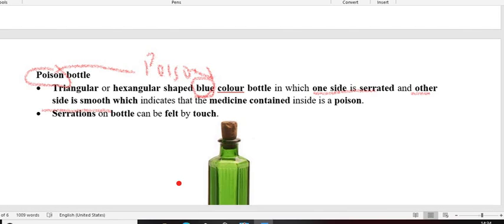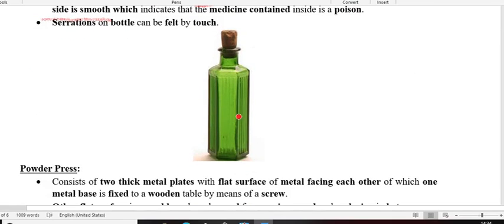That means if you touch the different sides of the bottle, you will find one side is plain, another side is serrated. So this is clearly indicated by touching it, that it contains poisonous things, so be careful. So serration on the bottle can be felt by touch. Here is the serration. One side is serrated, another is not, this is serrated, this is unserrated.